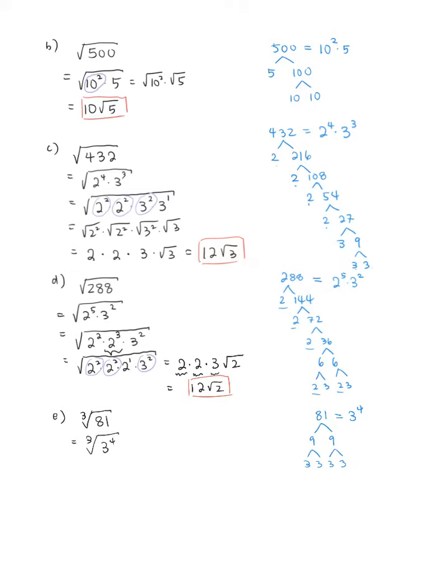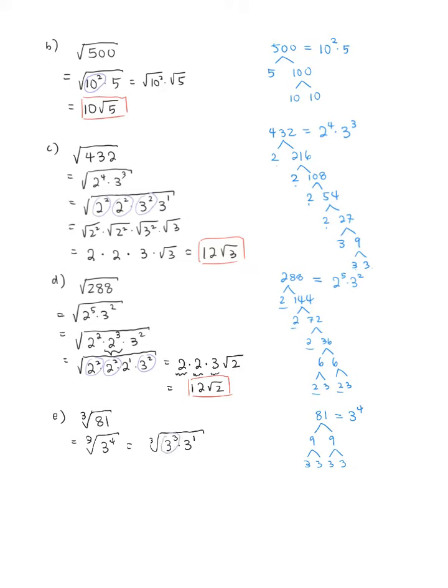But I'm looking for a perfect cube. So what we need to do now is break down 3 to the 4th into cube root of 3 to the 3rd times 3 to the 1st. Again, we add the exponents. So if I have 3 to the 3rd times 3 to the 1st, we're going to get 3 to the 4th back. Now let's circle the perfect cube.